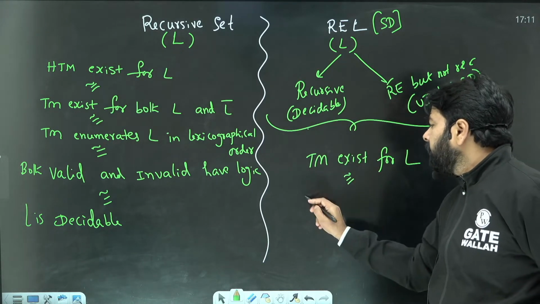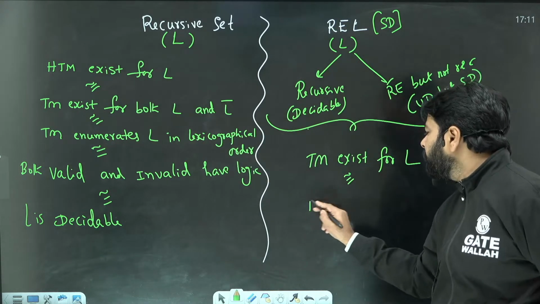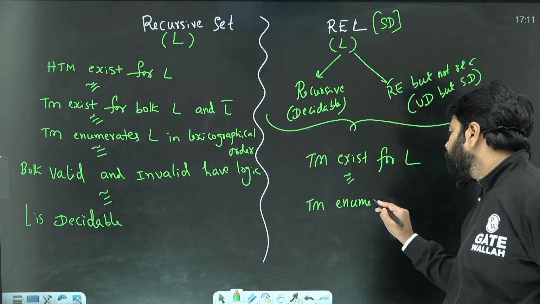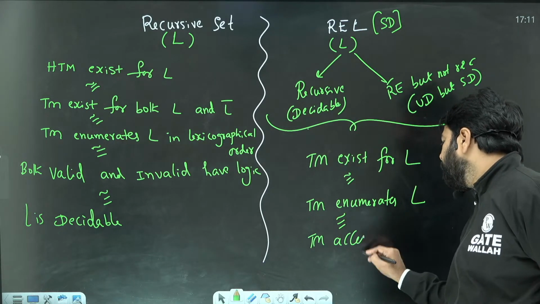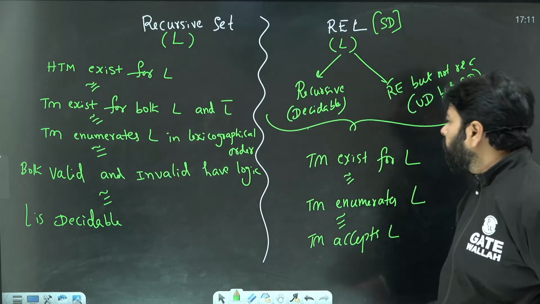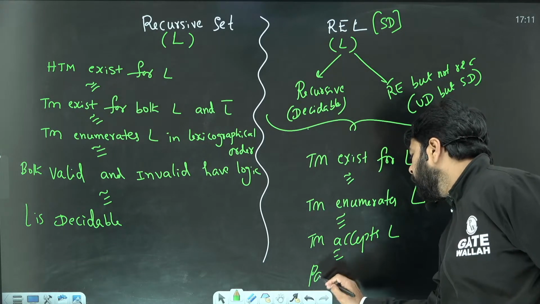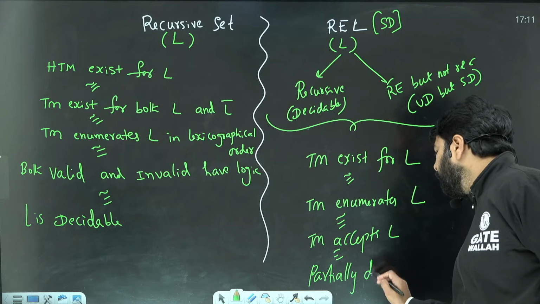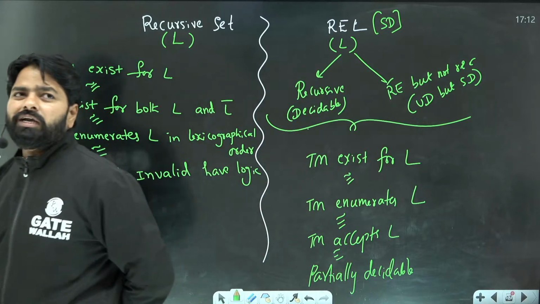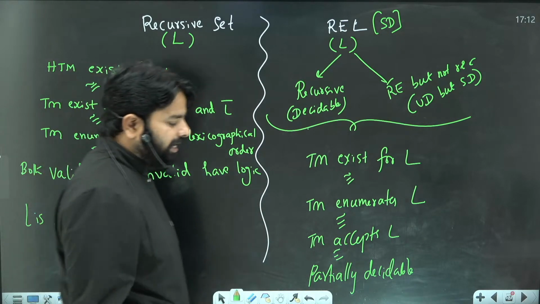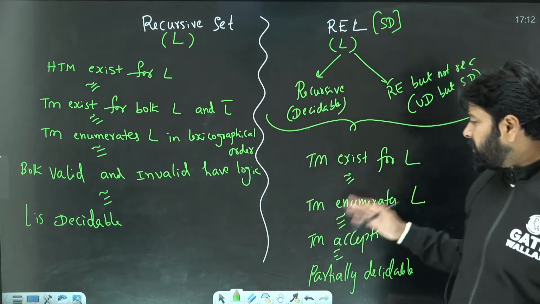And another one, TM exists. What is the other property? We know TM enumerates L, or we can say TM accepts L, or what else do we have? We can't say anything else. We can say partially decidable. But we don't know whether it is decidable or undecidable. Partially decidable, again, two types. So understand these definitions first before answering any question on recursive, RE but not recursive, and not REL. This definition should be clear.